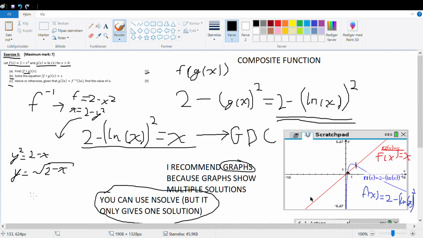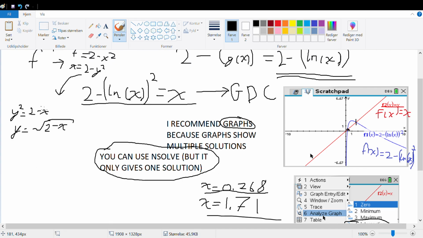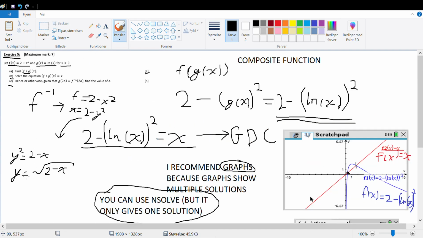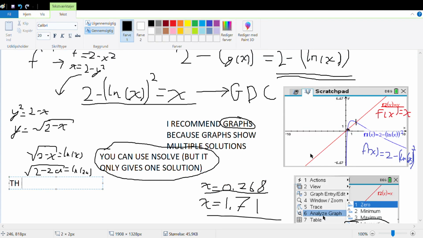However, you don't even have to do this. This is technically speaking not necessary. You could take this and go, okay, so the square root of 2 minus x equals ln x. And then you can go further and say, well, 2 minus 2a, how about that, equals ln 2a, and then solve this with NSolve. This is totally a reasonable solution. This is a fine solution. So I'm going to write down here, this is a fine solution.